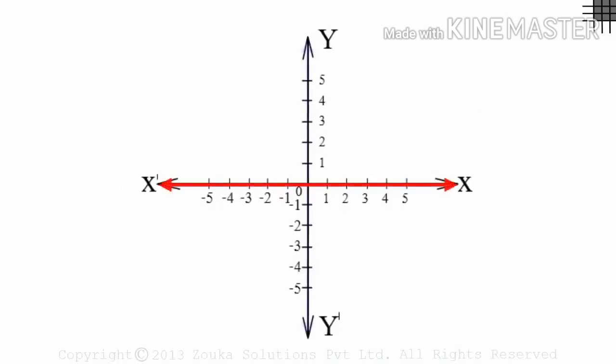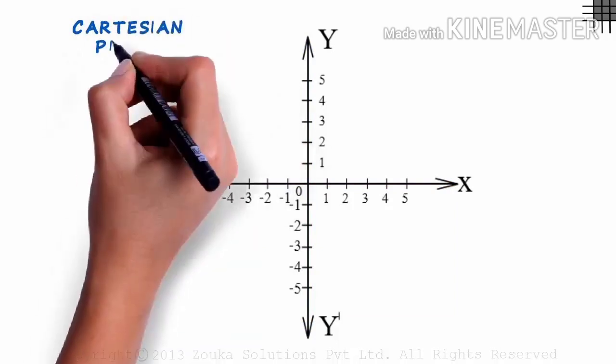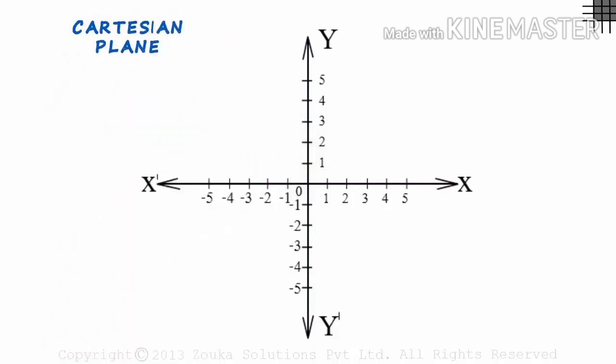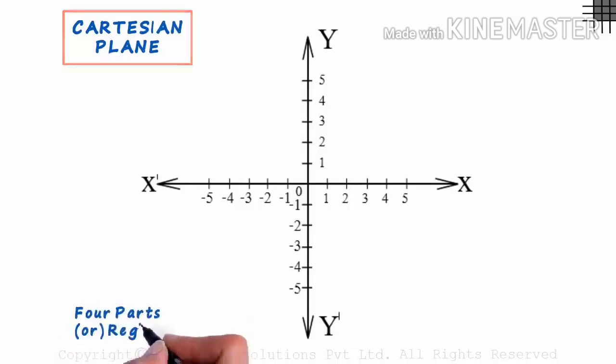The x and the y axis. These axes are used to recognize a point on one plane. One single plane. This plane is called the Cartesian plane. As we can see, the Cartesian plane is divided into 4 parts or regions.